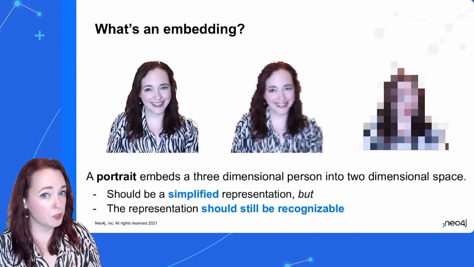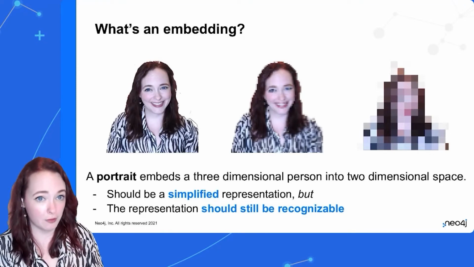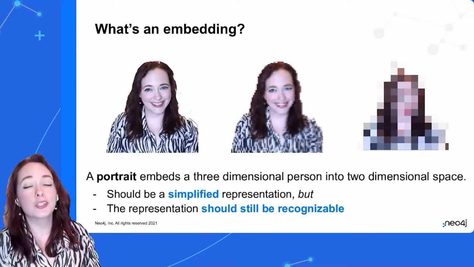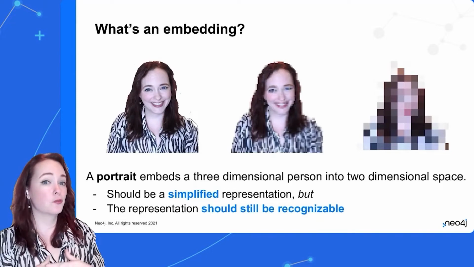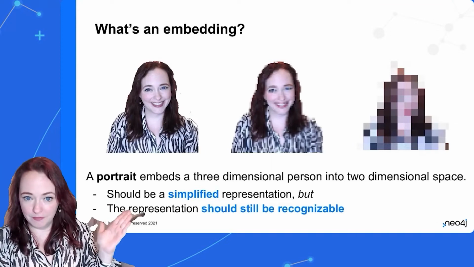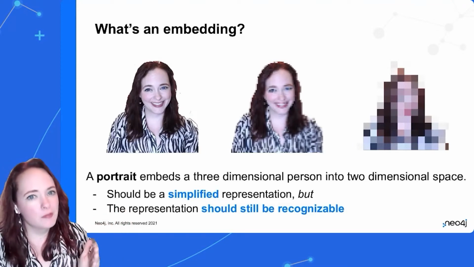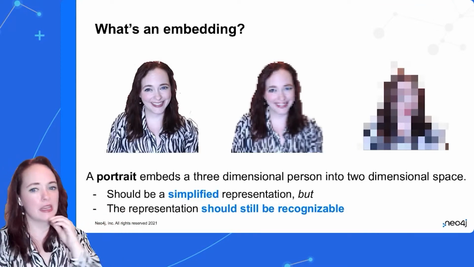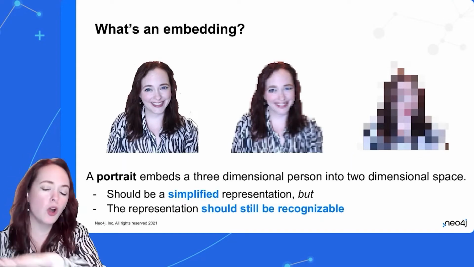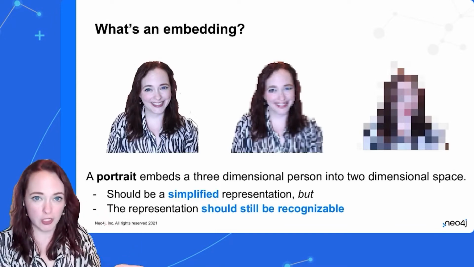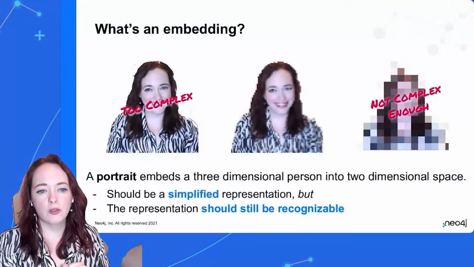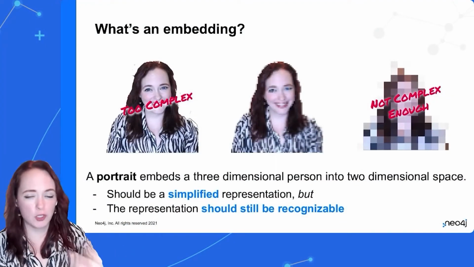But what's really important with your embedding is it should be a simplified representation, so simpler than the most complicated thing, but it should still be recognizable. So if I have 3 potential examples of embeddings, I've got a photo of me, I've got a lower dimensional representation, but I think we can still tell that's me. And then I've got a super pixelated blob. And so all of these are lower dimensional than me talking to you right now, but which one is a useful embedding? So if we think about it, the first one is too complex, right?